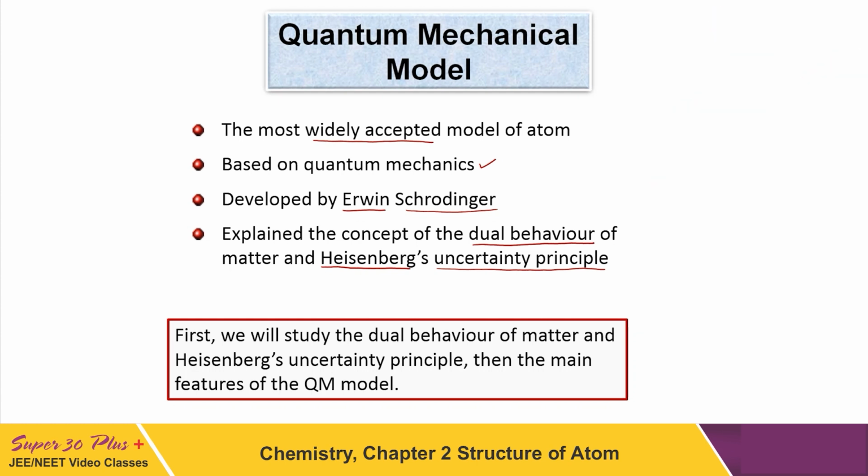So what do we mean by uncertainty here in this chapter? That I will tell you. But first we will study the dual behavior of matter. So what is the dual behavior of matter and what is Heisenberg's uncertainty principle? And then we shall discuss the main features of the quantum mechanics model. So do you understand what we are going to study today? First we shall study the dual behavior of matter and also Heisenberg's uncertainty principle. Then I will tell you about the main features of the QM model, that stands for quantum mechanical model.